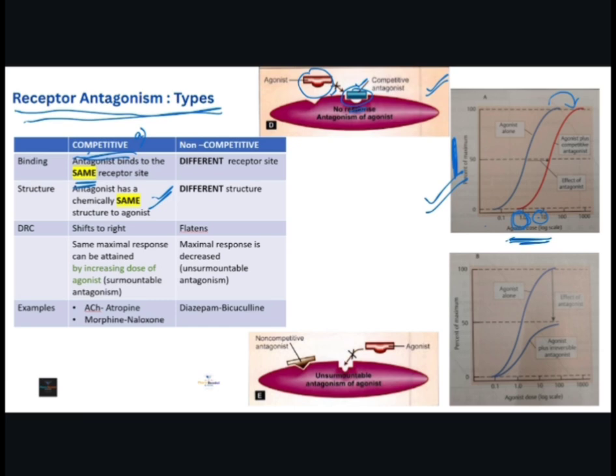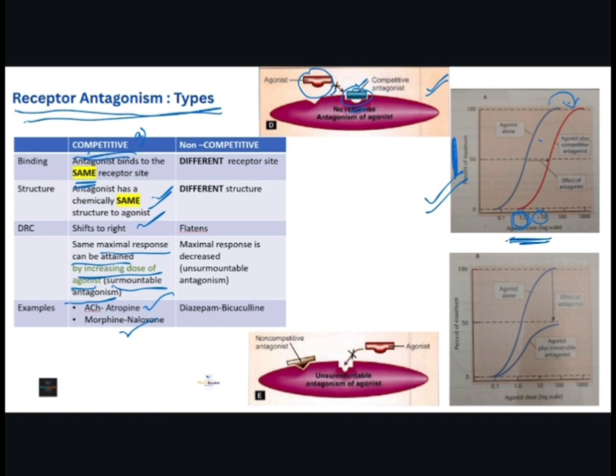So in competitive antagonism, the DRC is getting shifted to the right, and the same maximal response can be attained by increasing the dose of agonist. So this is called surmountable antagonism. Competitive antagonism is also called surmountable antagonism. Examples are acetylcholine and atropine, and morphine and naloxone.